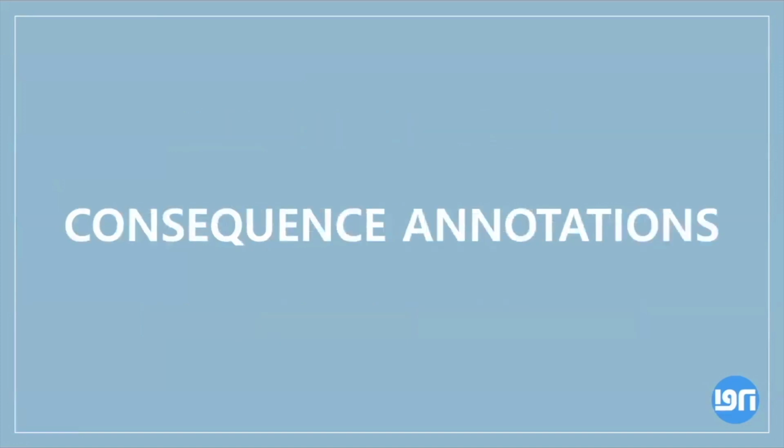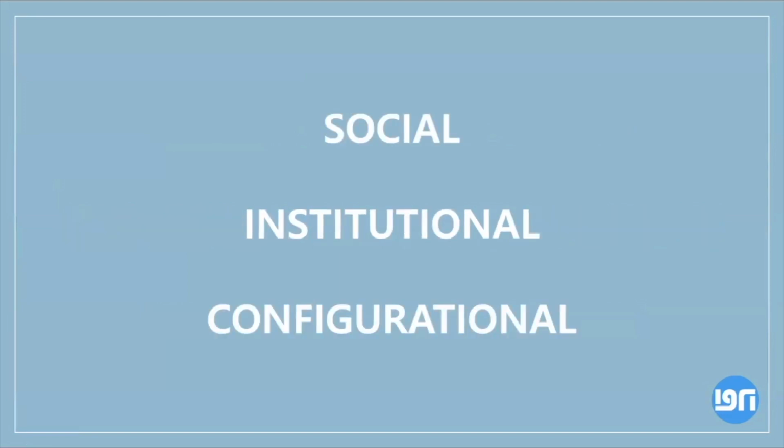Institutional statements can also be annotated based on the kind of consequences that result from them. IG Logical calls these consequence annotations. Institutional statements can have social and institutional consequences, an economic or environmental impact, for instance, or configurational consequences, such as redefining some aspect of the institutional setting.